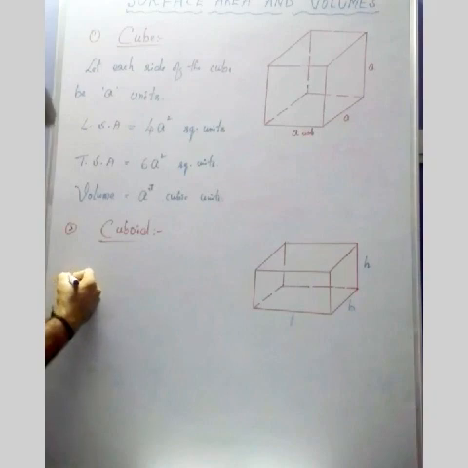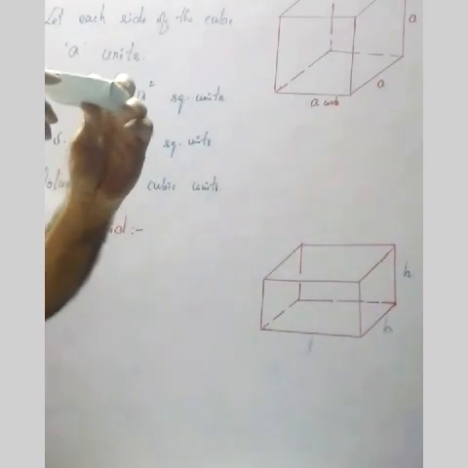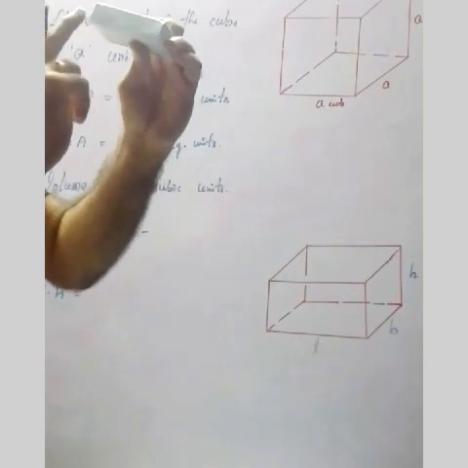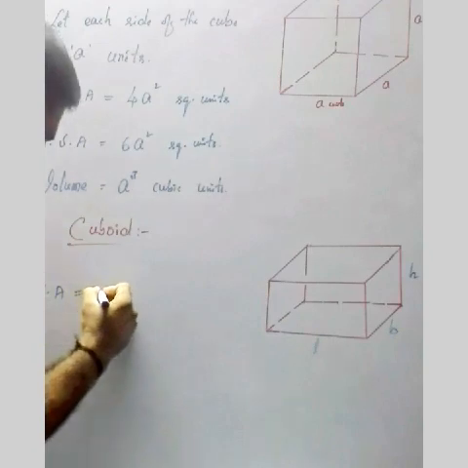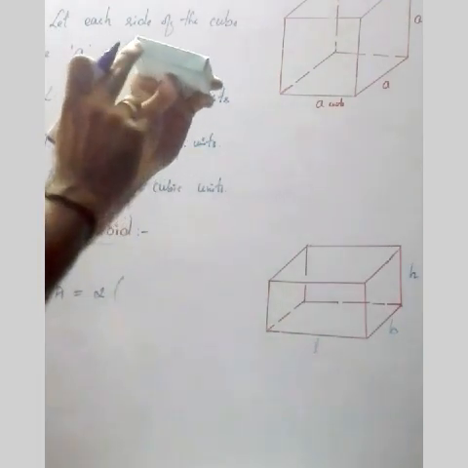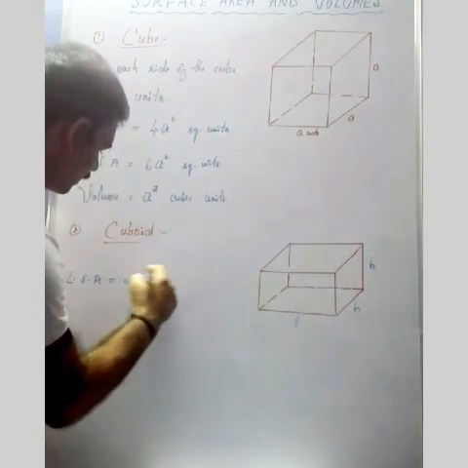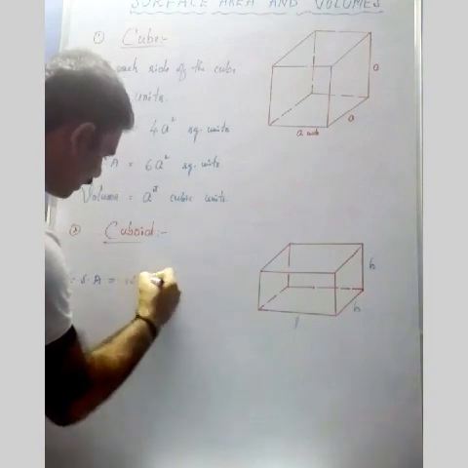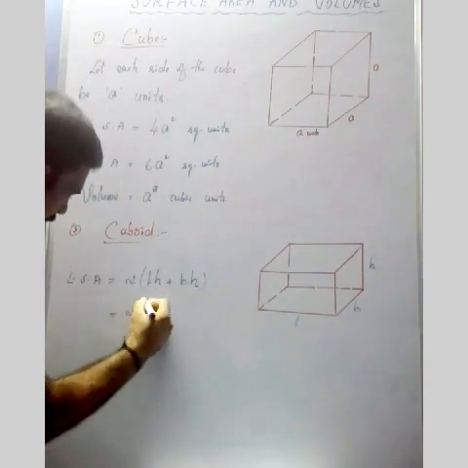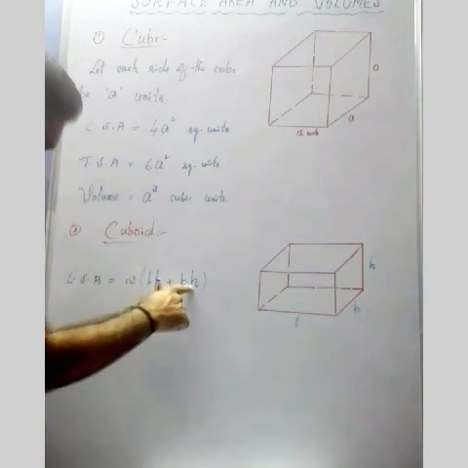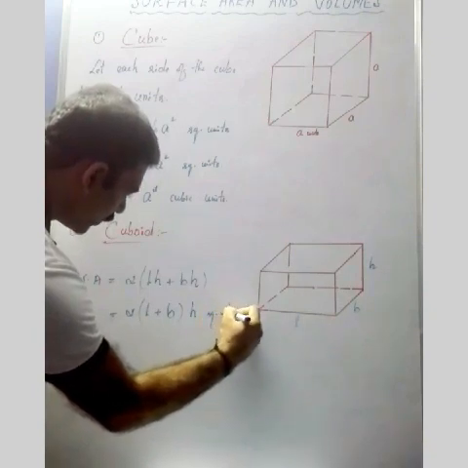Now, the lateral surface area of the cuboid. The cuboid has only four lateral faces: 1, 2, 3, 4. Both opposite faces are identical, and another set of opposite faces is also identical. So, 2 into, first face, length into height, another one, breadth into height, equal to 2 into, in the first one height is common, in the second also height is common. So, 2 into (l plus b) into h square units.